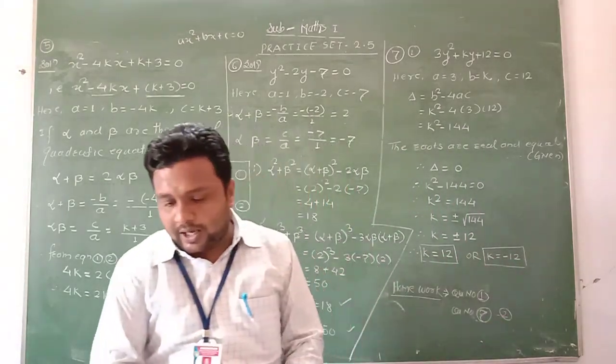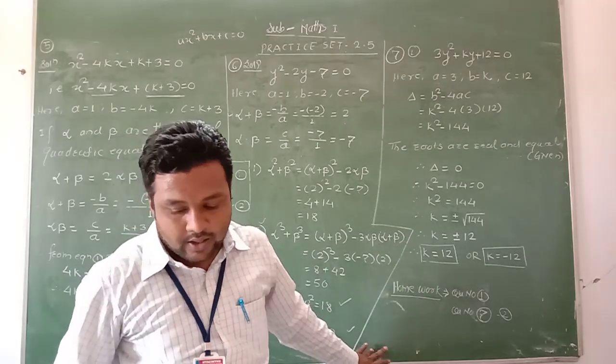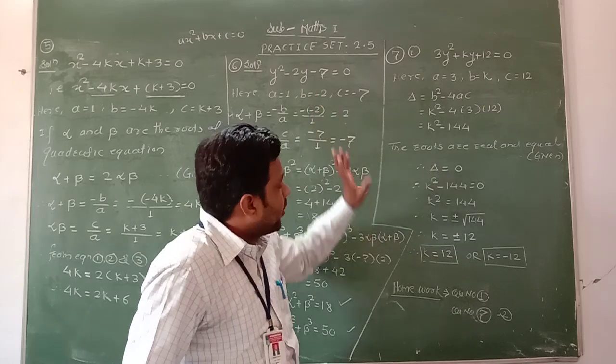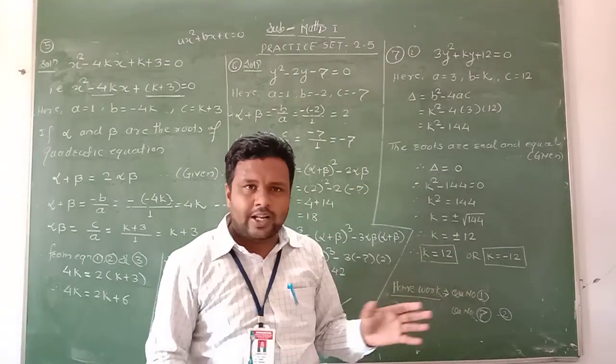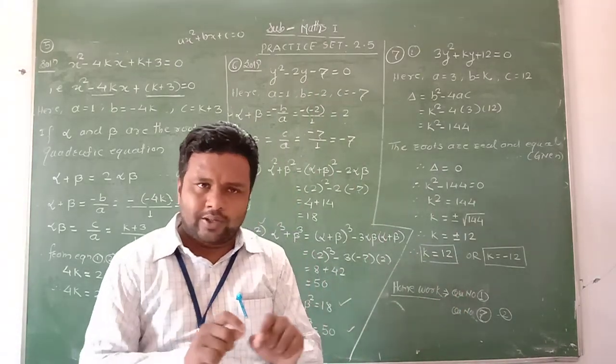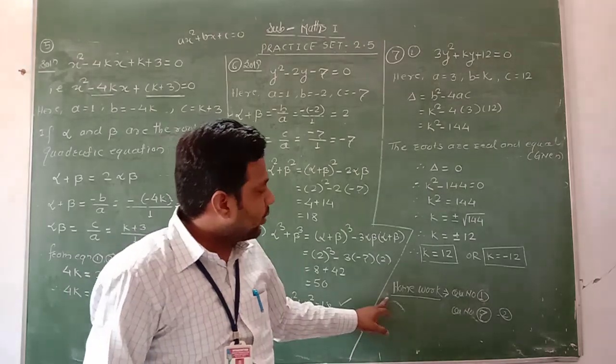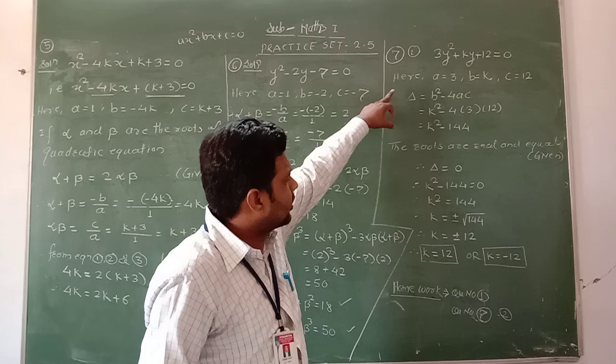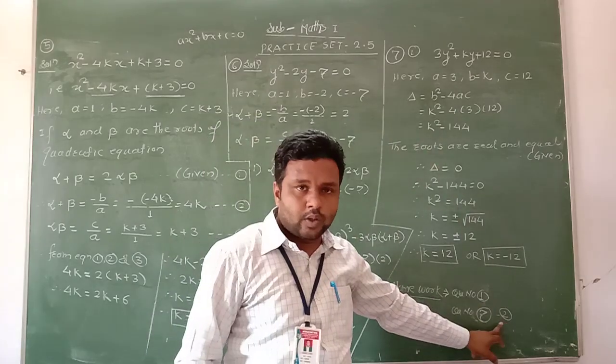I hope, students, you understand this question. Now what is the homework for you? From practice set 2.5, question number 1. This is one activity given that you have to complete, filling the blanks. And question number 7: already we have seen the first question. The second question is homework for you.